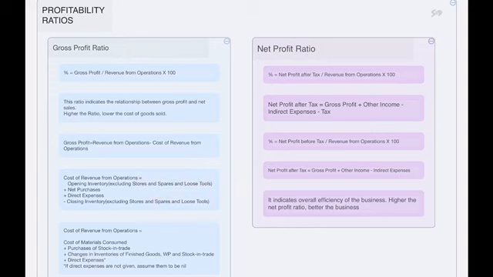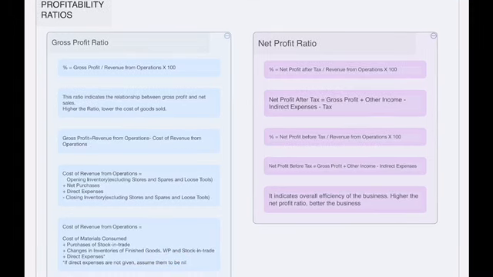Cost of revenue from operations can also be calculated as per the format of the statement of profit and loss of a company: cost of materials consumed, purchases of stock in trade, changes in inventories of finished goods, and so on, plus direct expenses, if any given. And if it is not explicitly given, we assume them to be nil.